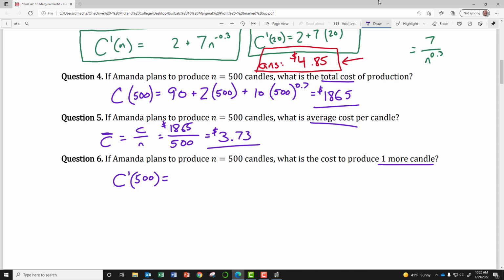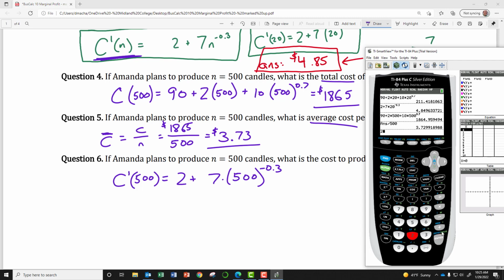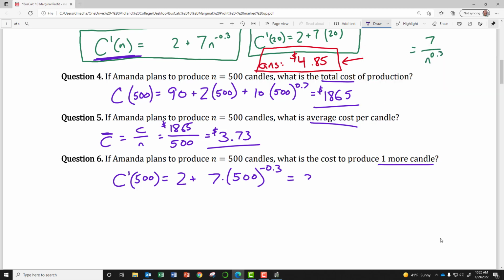And in question 6, taking the marginal formula, so up here is our marginal cost formula. That's 2 plus 7 times n, which is 500 now, to the power negative 0.3. I have 2 plus 7 times 500 to the power negative 0.3. This tells me that the cost to produce one additional candle is going to be $3.08.